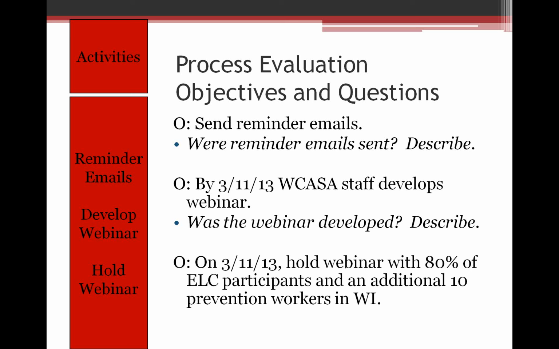So if you see, this looks a little bit different than those previous objectives. When I wrote them in different levels, the last level is what we call a SMART objective. So it's specific, it's measurable, it's attainable, it's realistic, and it's timely. And if you look at it, you can see that there's a time. I'm saying that of these participants, we want 80. I want 10 other folks in Wisconsin.